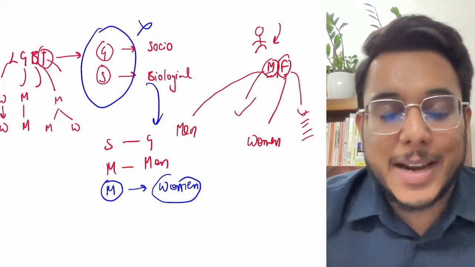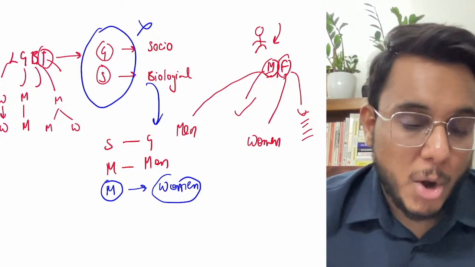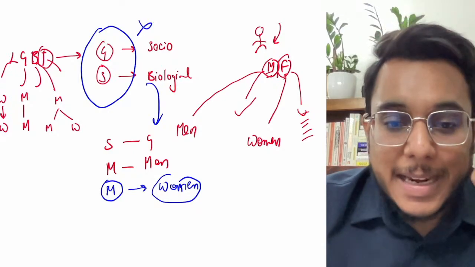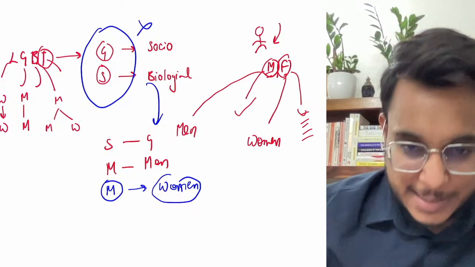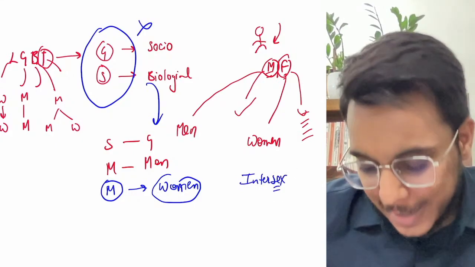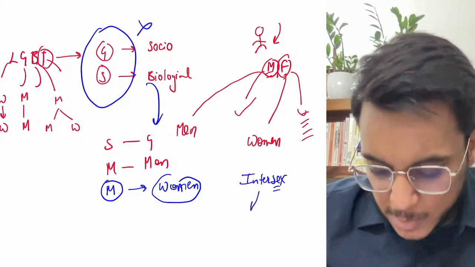These people are called transgender people. Are you getting it or not? Now guys, one more thing for academic clarity. There is one more category, that is intersex. Now, who are the intersex people?